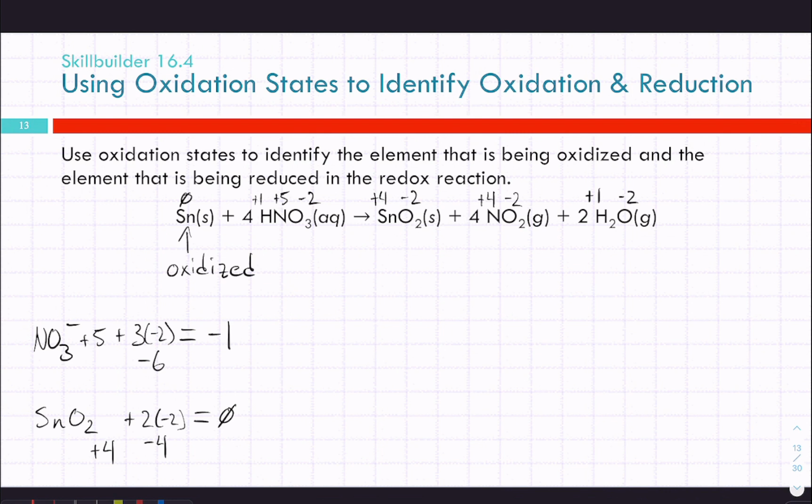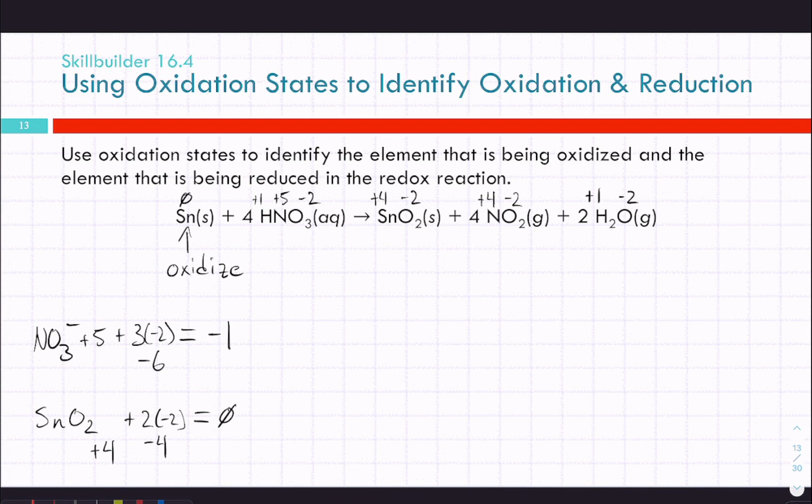This is being oxidized. If we keep going, we can look at hydrogen. Hydrogen here is a +1. Hydrogen over here is also +1. So that hasn't changed. Nitrogen, whoops, all right. Did I undo more than I wanted to? No, we're good. Okay. So nitrogen here is a +5 on the reactant side, but on the product side, it's +4.